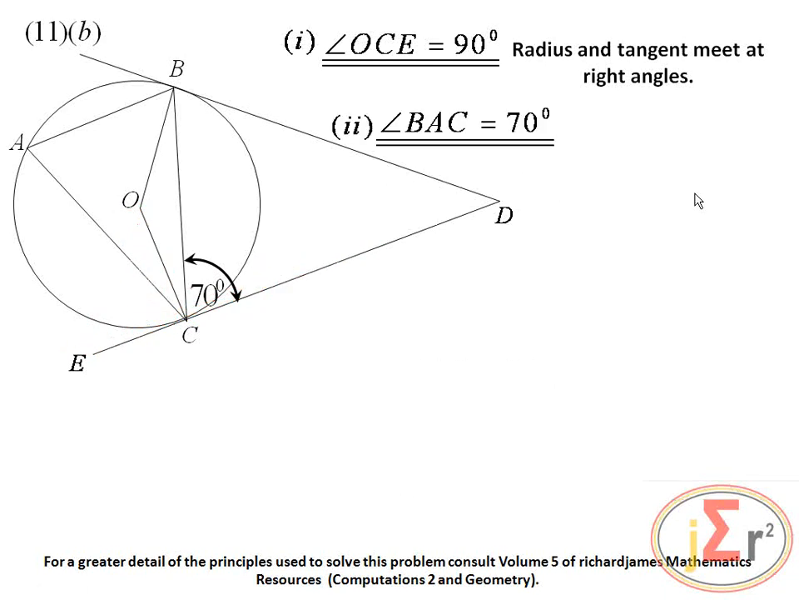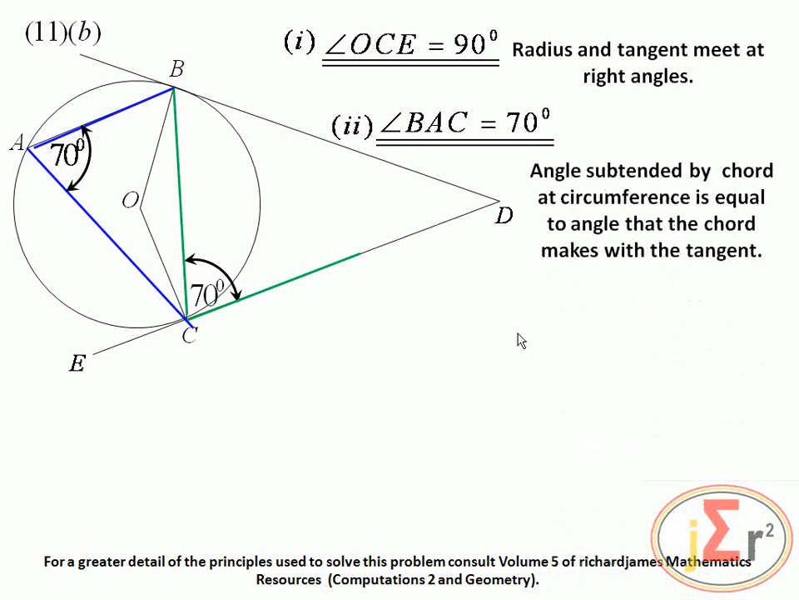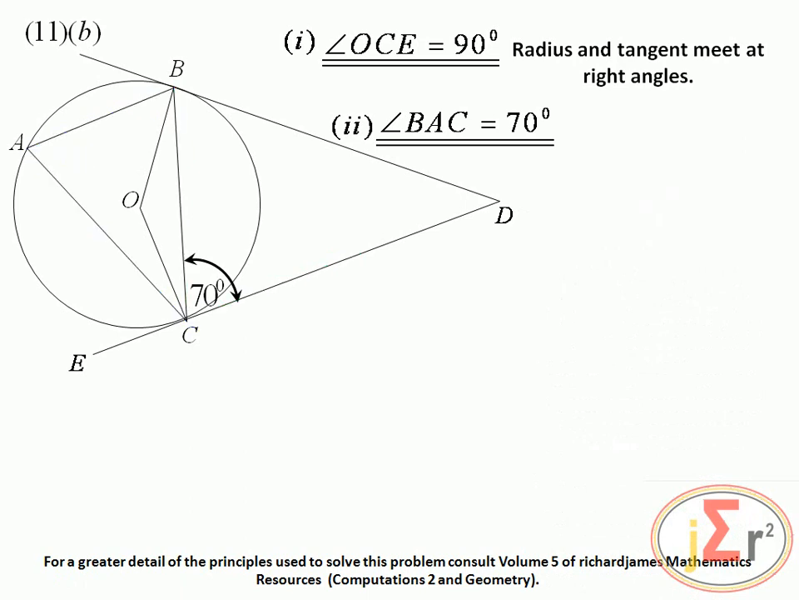The other one, BAC is equal to 70 degrees. And what is the reason for that? We have this angle, which is of course the angle that the chord makes with the tangent. The angle that the chord makes with the tangent is equal to the angle that is subtended by the chord at the circumference. Say the angle subtended by the chord at the circumference is equal to the angle that the chord makes with the tangent. And that is why BAC is equal to 70 degrees.